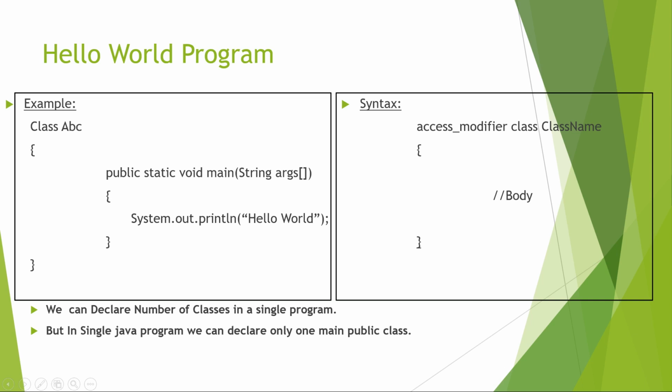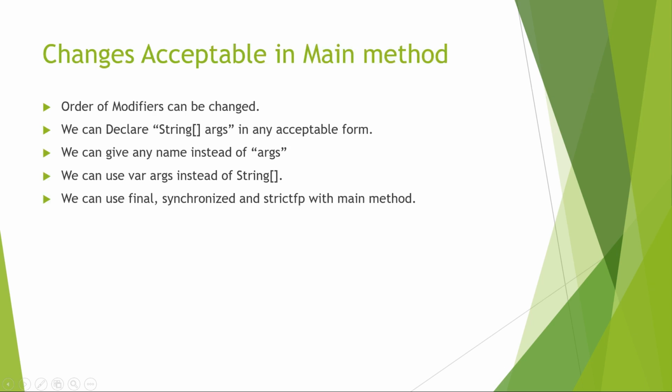We saw that inside a single program we can write multiple classes, any number of classes. But in this single Java program, we can declare only one public main class, which we saw today. After that, we saw the changes we can make to the main method that will be acceptable. The first change is that the order of modifiers can be changed, right? We can declare the string arguments in any acceptable form, and instead of args we can give any name. We saw that, right? And we can use var arguments instead of a string array.